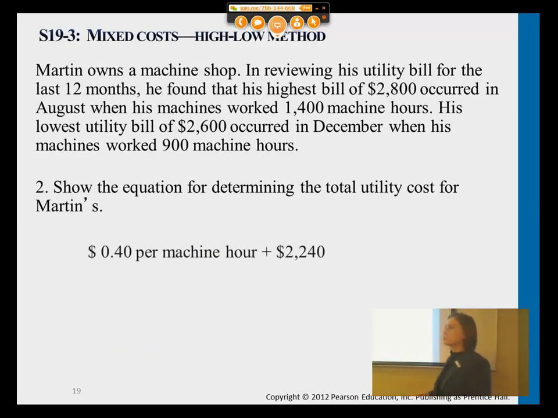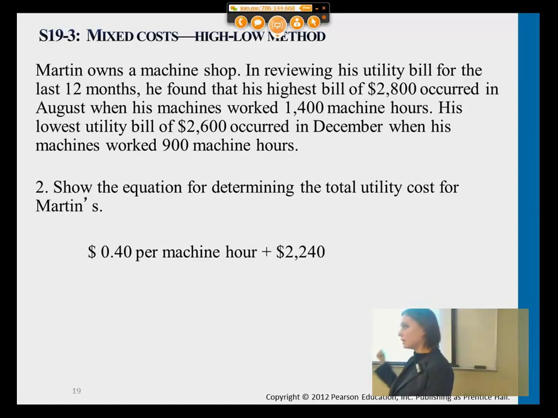Okay? So here's what it's going to be. I'm going to take 40 cents, I'll multiply it by machine hours, whatever is known to me. This per machine hour, I'd rather just do multiplication. So it's 40 cents multiplied by a number of hours plus the fixed cost of $2,240. Makes sense?